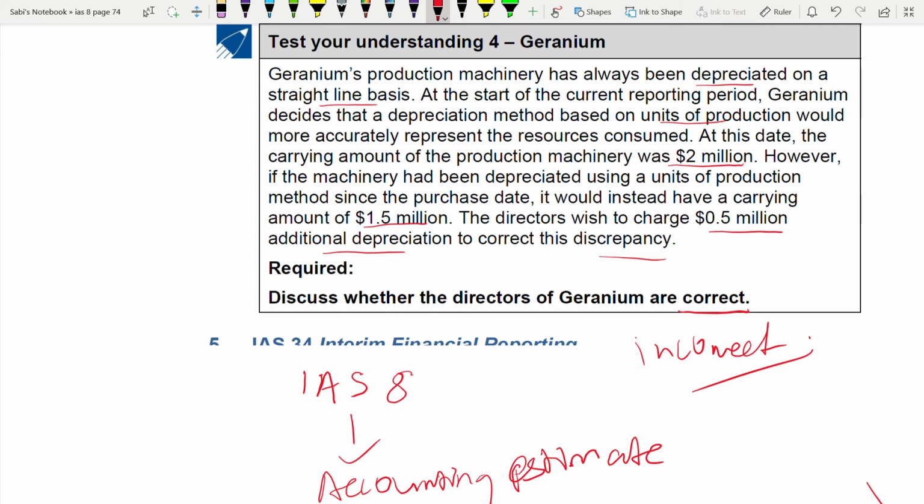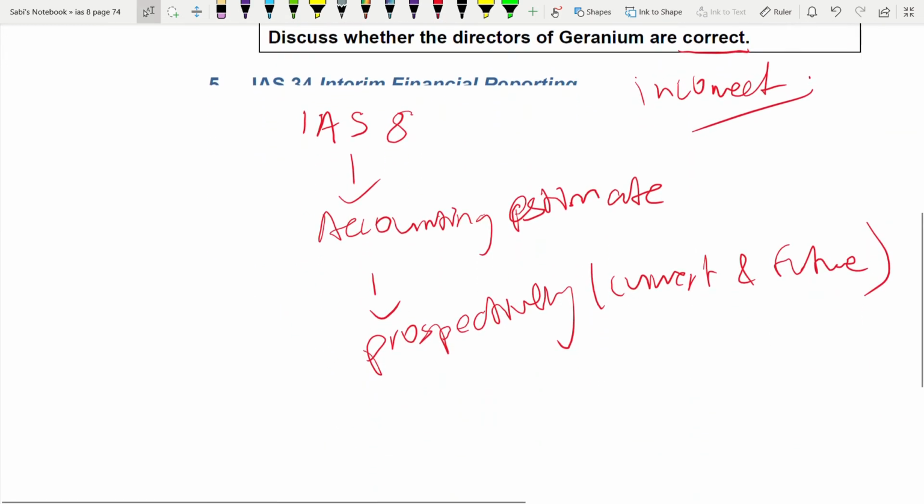Why? Granium. Mention the name of the person. Granium is not permitted to do a catch-up adjustment of 0.5 million. Okay, that is correct. But then you have to tell the correct treatment. Just saying incorrect and telling that incorrect treatment is not enough. Correct the treatment. What is the correct treatment then?